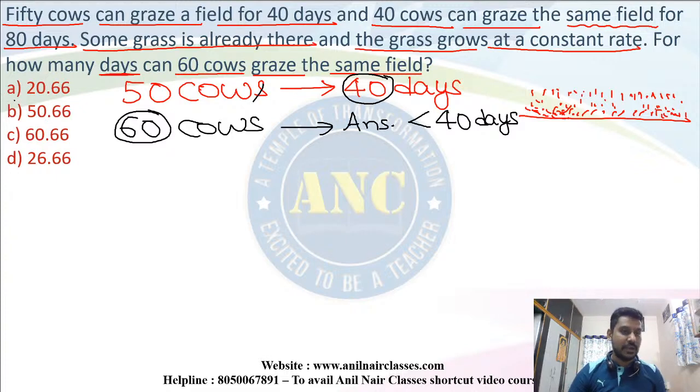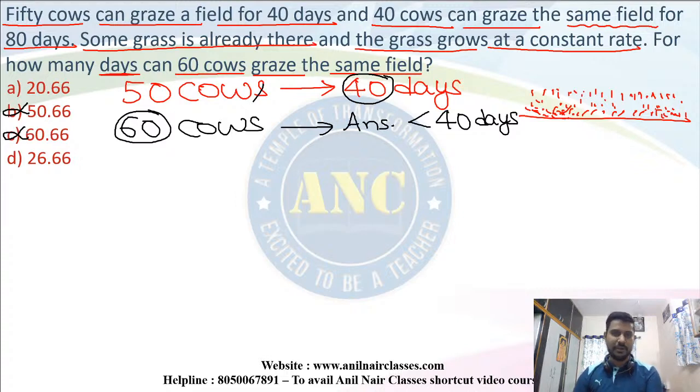Looking at the answer options, out of the 4 options, 50.66 and 60.66 are straightforwardly eliminated. This is how you need to think. If there was a third option which is more than 40 days, you could have directly eliminated that also, marked the only option that was less than 40 days, and solved the question already. But unfortunately, there are 2 options right now in this question. So the probability of getting the right answer reduces to 50%.